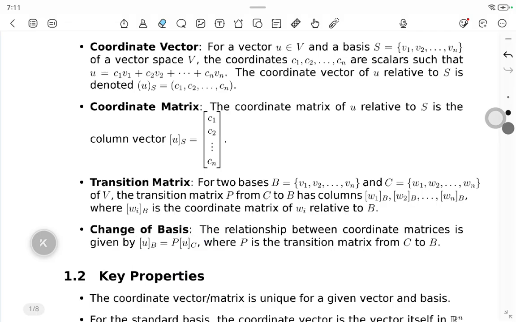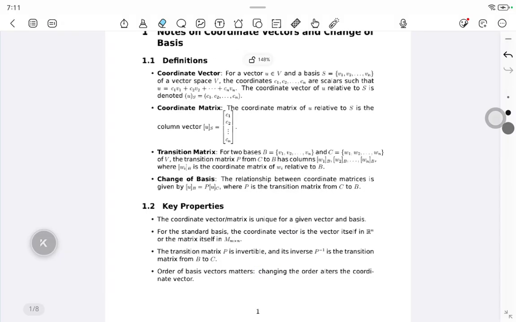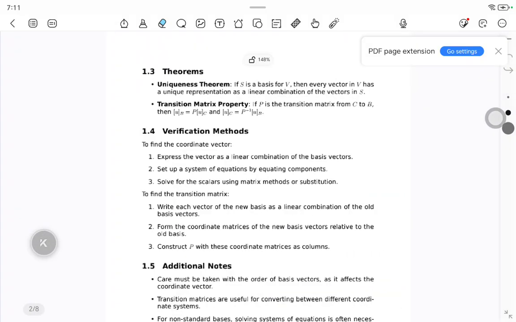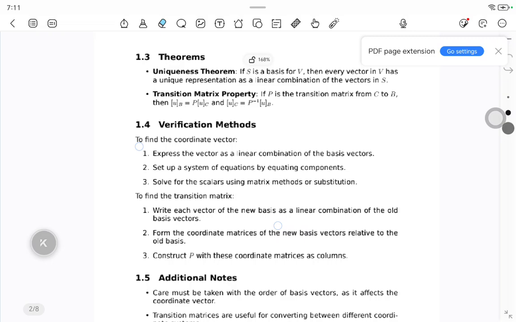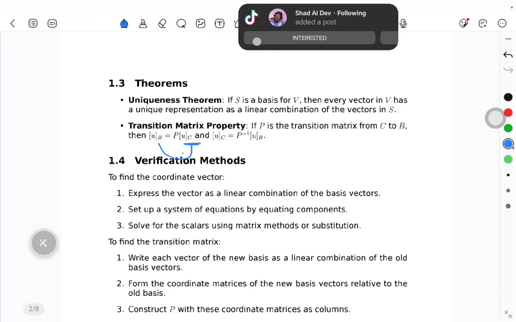Now, here's what we're going to be doing. I'm not going to discuss the key properties now. We've already discussed this in class. So let me just come to the unique matrix property. Okay, let's look at this. They say that a transition matrix property: if P is the transition matrix from C to B, then this formula we know, right? From C to B, you see, right?